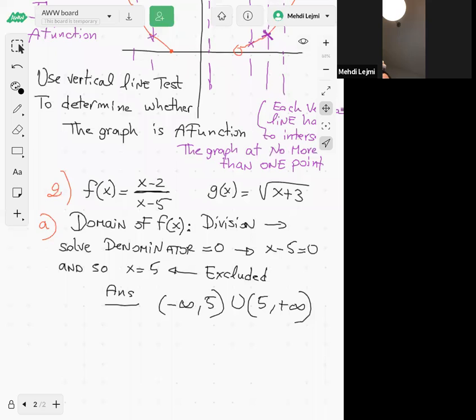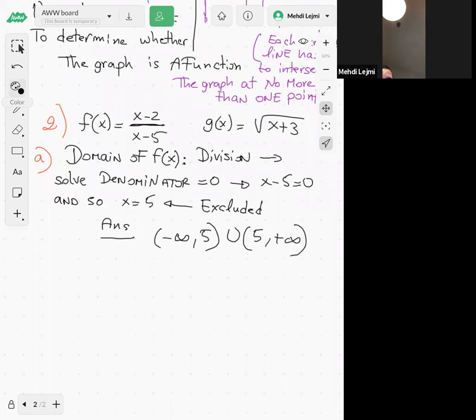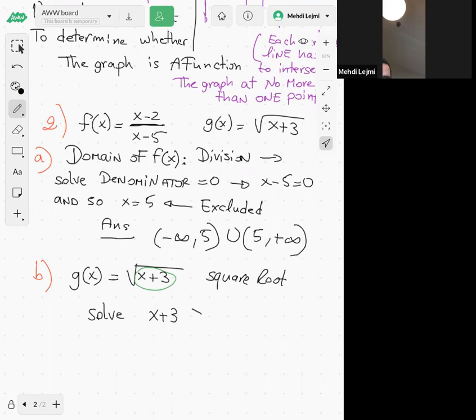Okay. Please, guys, feel free to interrupt me if you have any question, right? For B, that's the square root, so that's the g of x. Here in the g of x, we have a square root, right? So we have to solve what's under the square root larger or equal to 0. So solve x plus 3 larger or equal to 0. Just subtract 3 from both sides. So your x is just larger or equal to negative 3. So on the number line, x would be on the right side of negative 3.